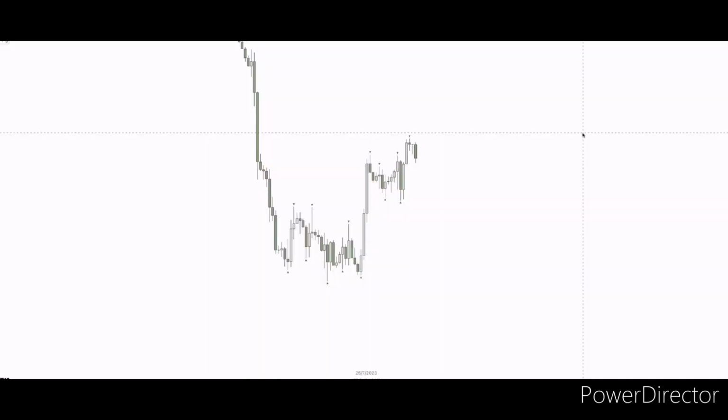So today I'm going to go through and break down the trade that I took on USD CHF the other day. A really simple trade to take. So without further ado, let's get straight into the trade breakdown.